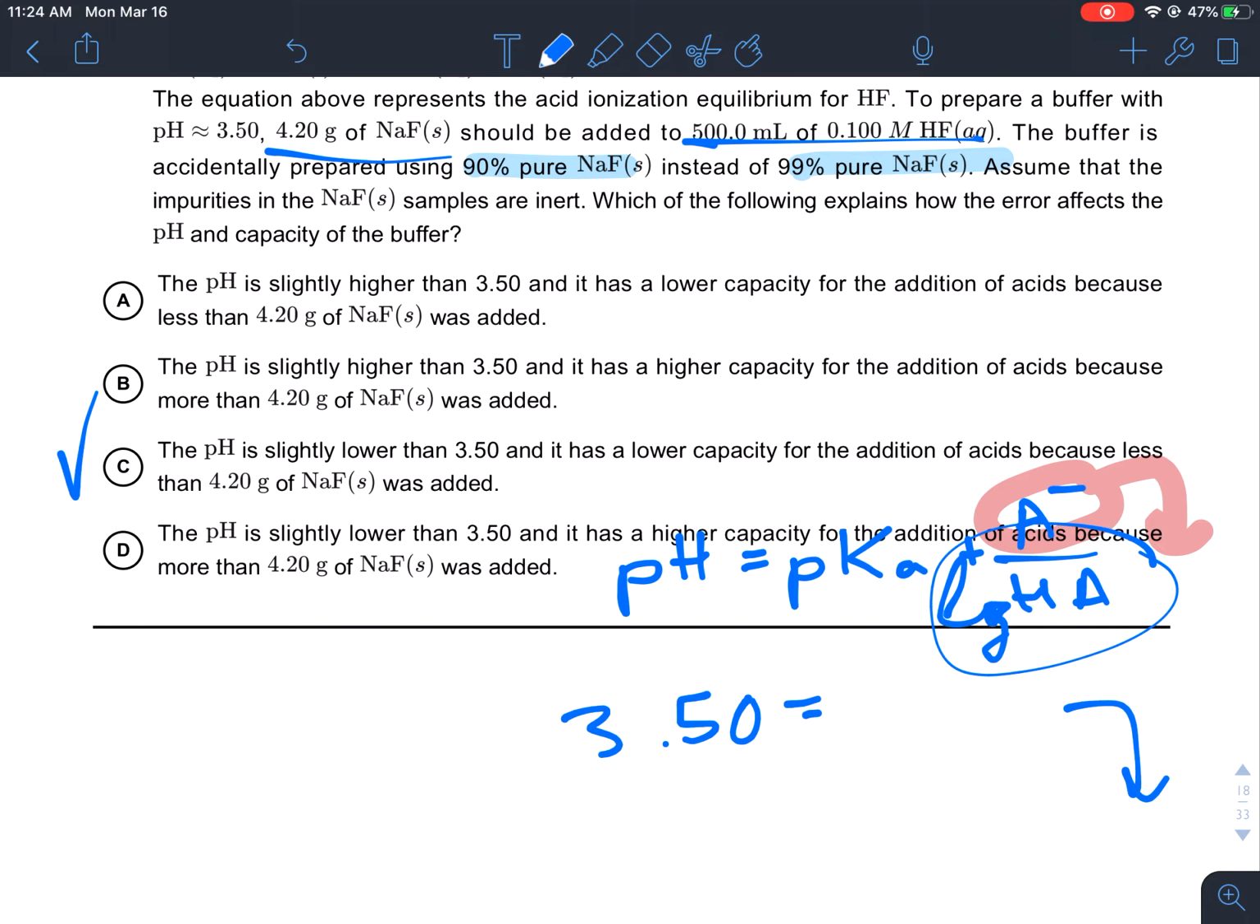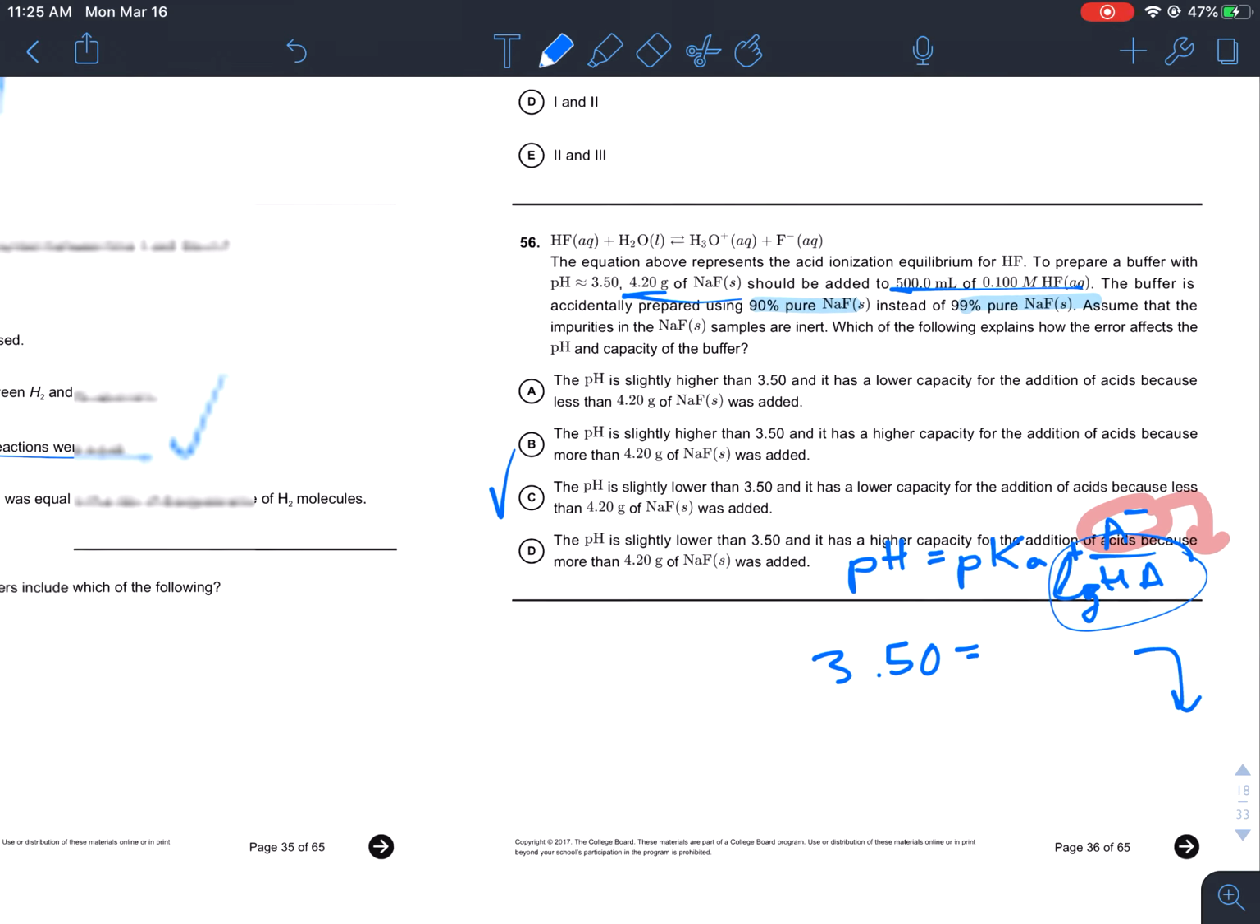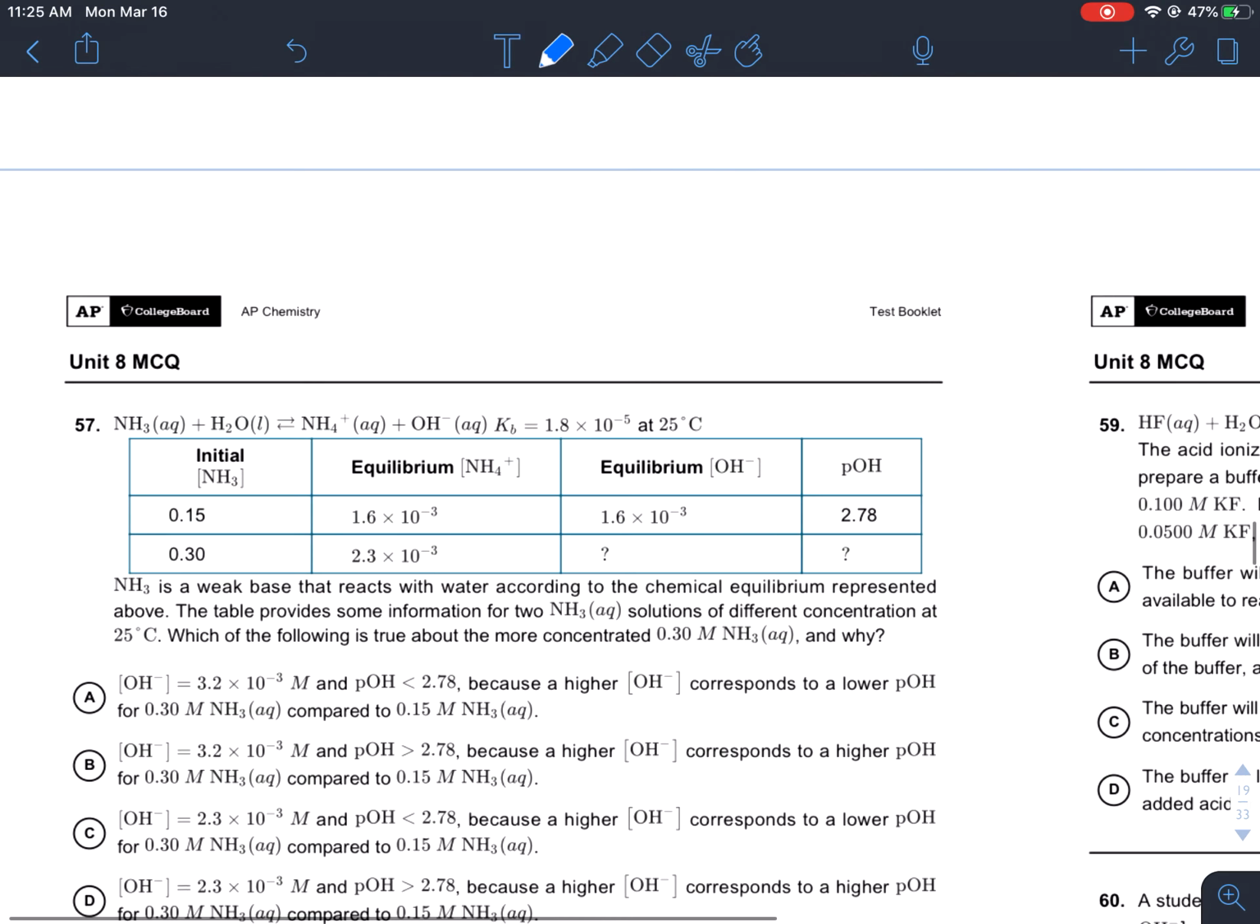The pH is slightly lower than 3.5 and has lower capacity for the addition of acid because less than 4.20 NaF was added. We didn't actually add 4.2, we added 90% of 4.2. So that would lower our pH because we didn't put as much conjugate base, allowing more H plus to come around. If more H plus can come around, then you're going to become more acidic.